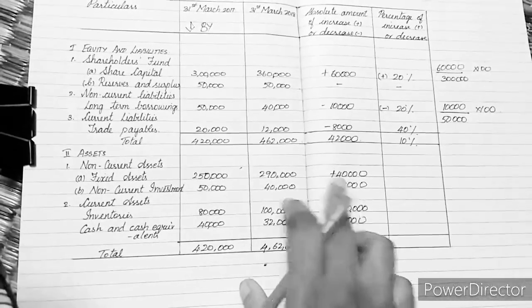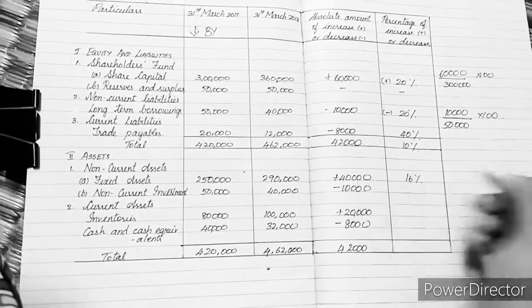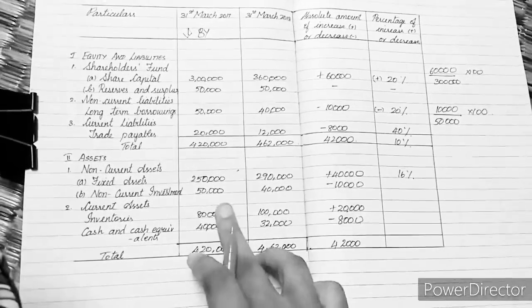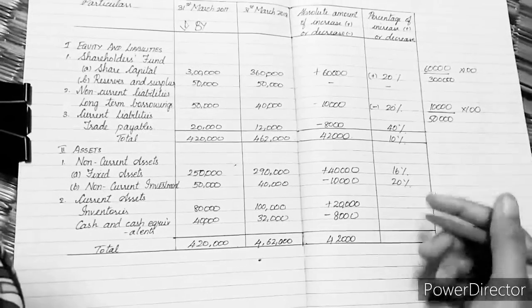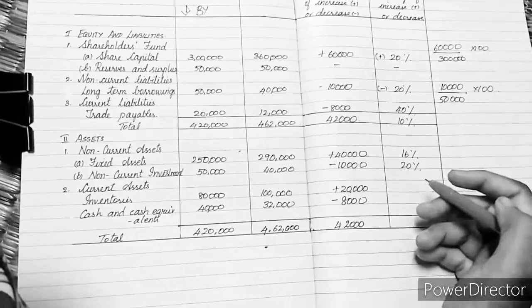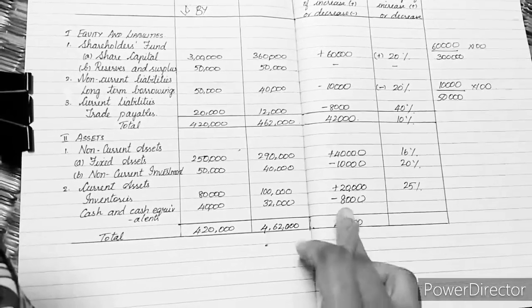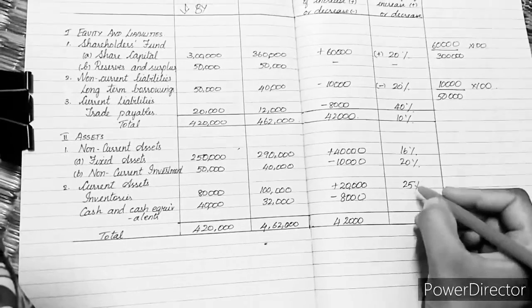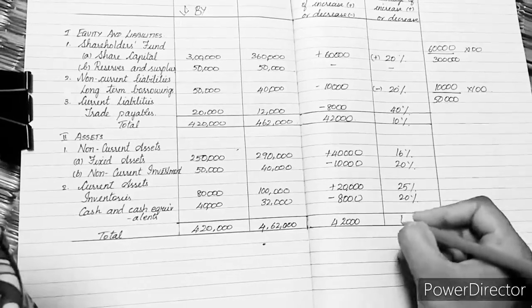Then 40,000 divided by 2,50,000 is 16%. Next, 10,000 divided by 50,000 is 20%. Likewise, when you do for everything, 20,000 divided by 80,000 is 25%. Then 8,000 divided by 40,000 is 20%. And the total remains the same as 10%.